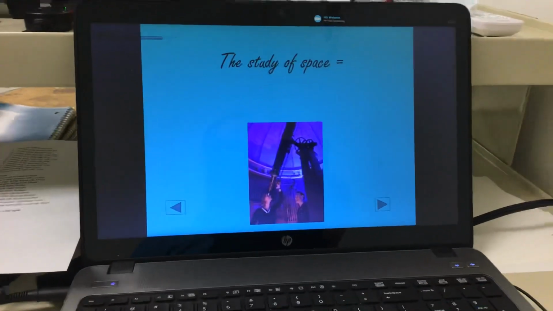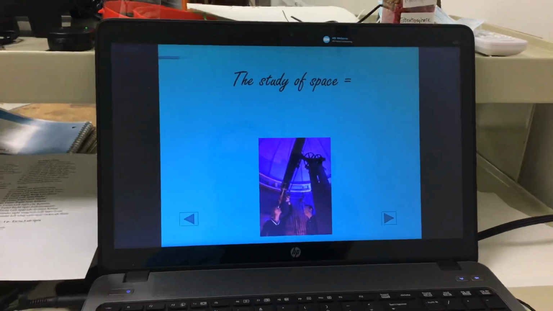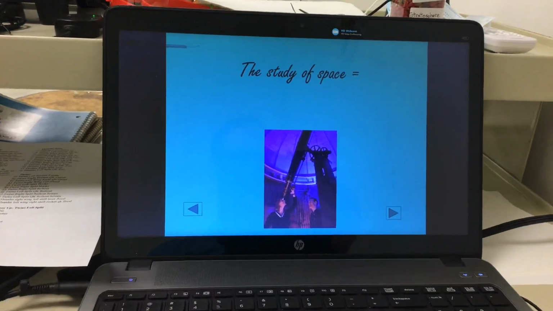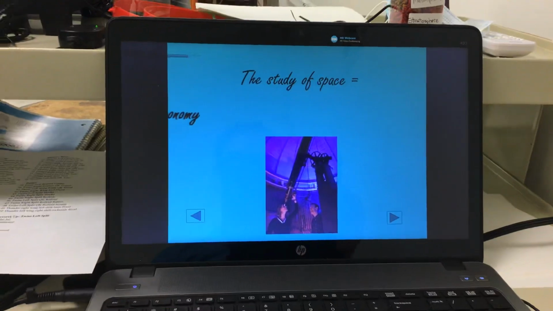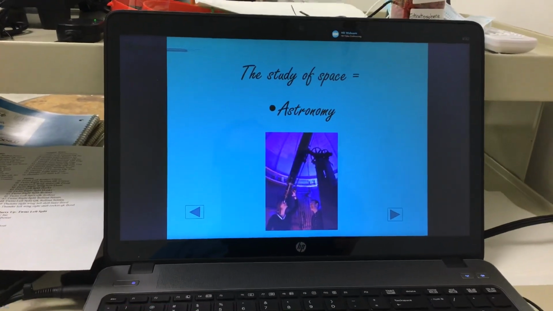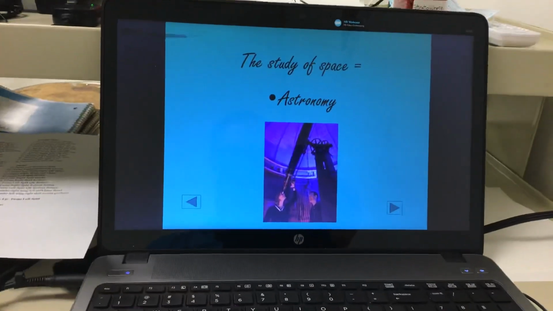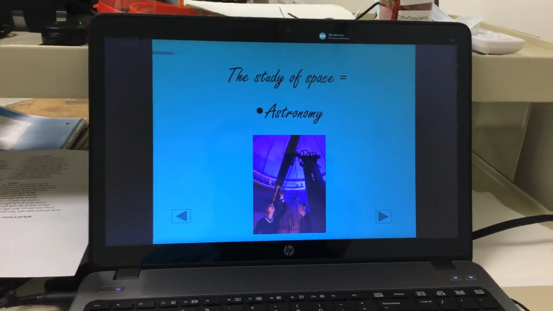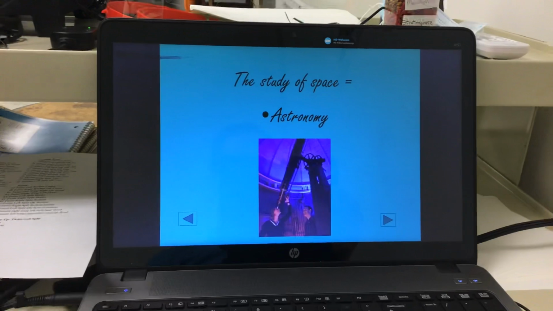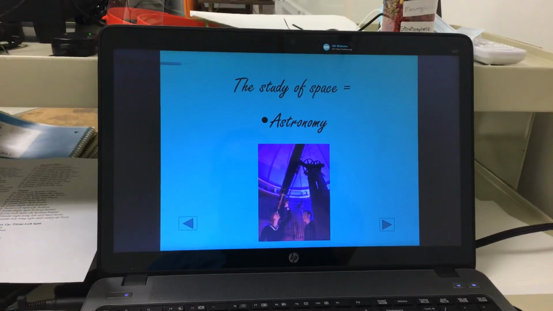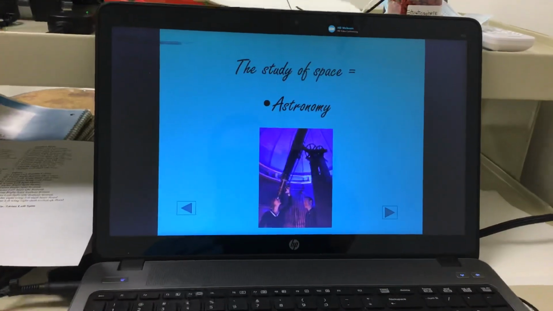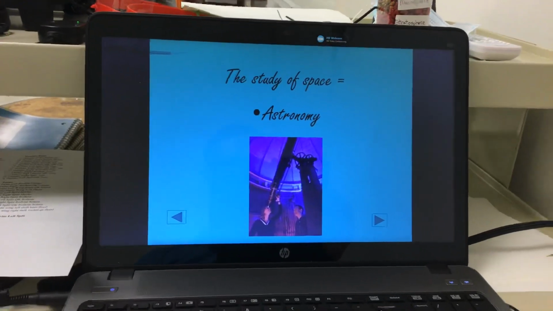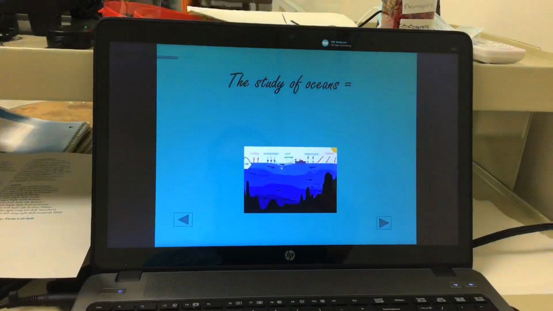The study of space. What do you think? Write this down, by the way. Astronomy. So the stars, constellations, and stuff like that. That kind of goes with astrology as well. You've probably heard, oh, you're a Leo and you're a Libra and you're a Cancer. All of those things have to do with the stars, but they're based on some fact.